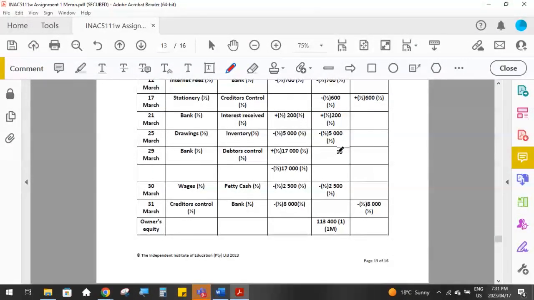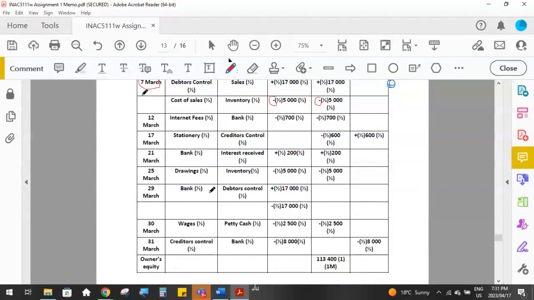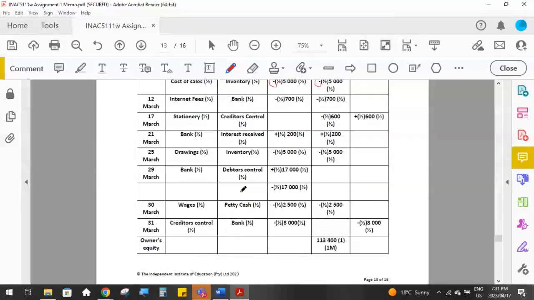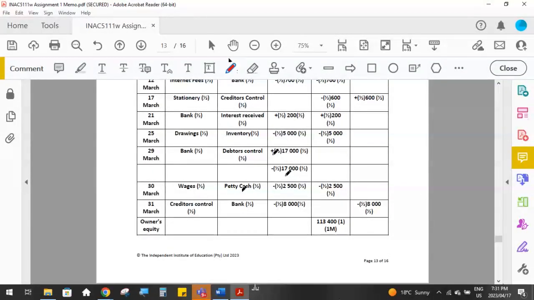29th of March, the debtor from the 7th of March paid the full amount. So on the 7th of March, I made a sale for 17,000 Rand, and it was on credit. So he has now paid me that 17,000 Rand. So I am going to increase my asset bank account by 17,000 Rand, and I am going to decrease my asset debtors control by 17,000 Rand because the amount owed to me has decreased because somebody actually paid off their account. So both of those is that one asset is increasing, bank, and a different asset is decreasing, debtors control.